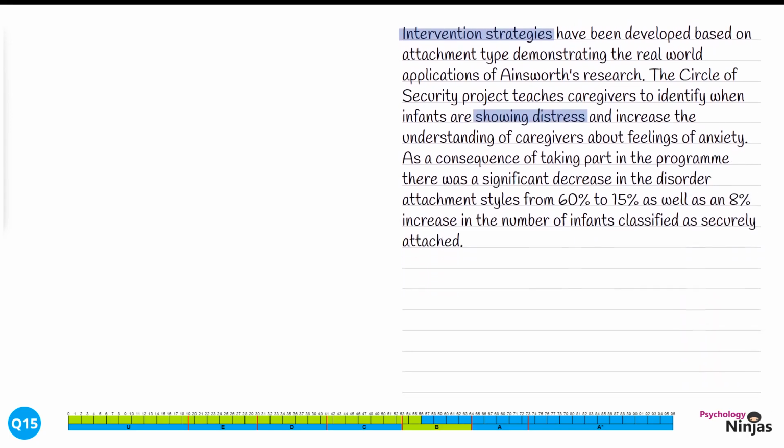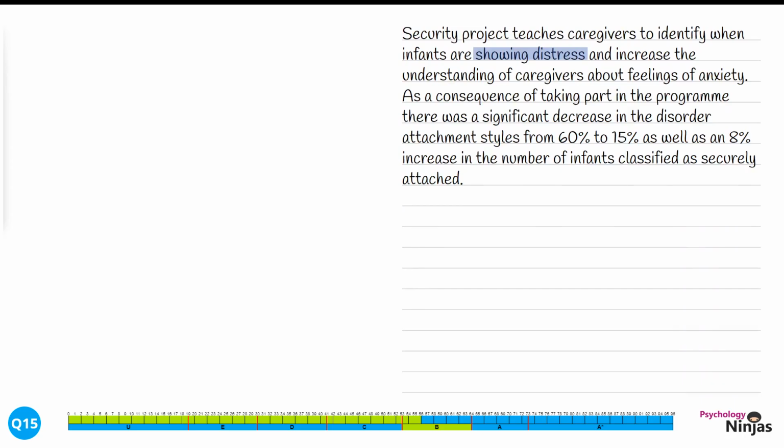As a consequence of taking part in the programme, there was a significant decrease in the disorder attachment style from 60 to 15%, as well as an 8% increase in the number of infants classified as securely attached. We've shown off our psychological knowledge here by including percentages, that it's moved from 60 to 15%, so less of the children are having a disordered attachment type, and we've also said 8% have increased in being securely attached. From this, we're alluding to the fact that securely attached children is beneficial.